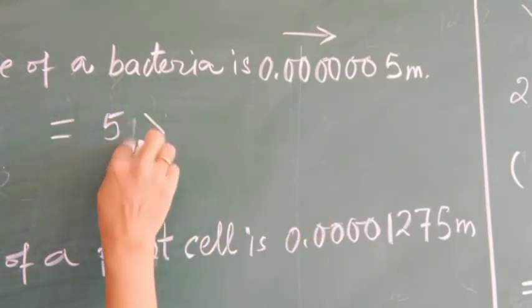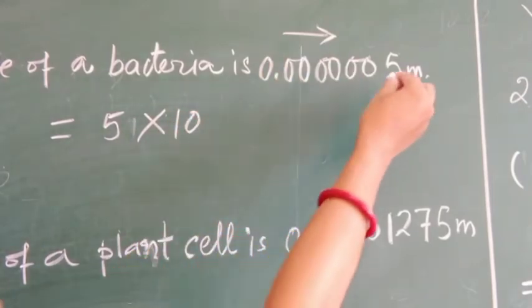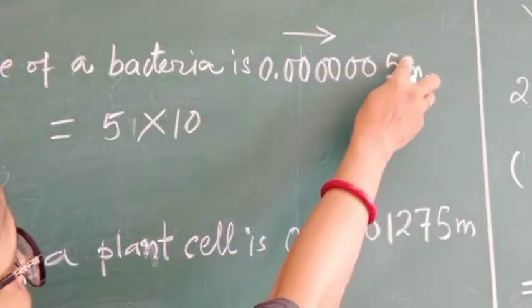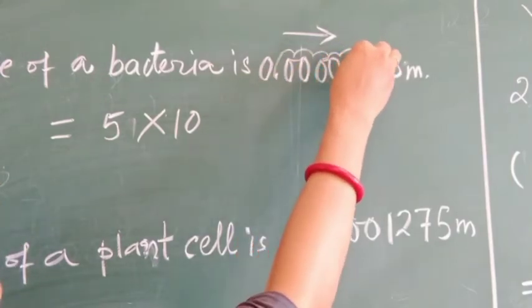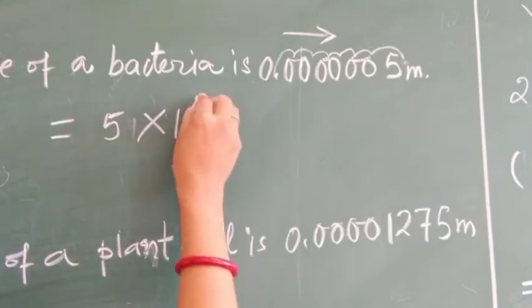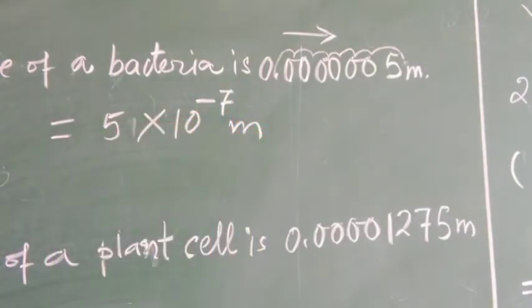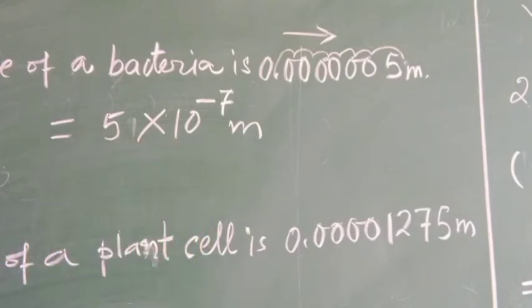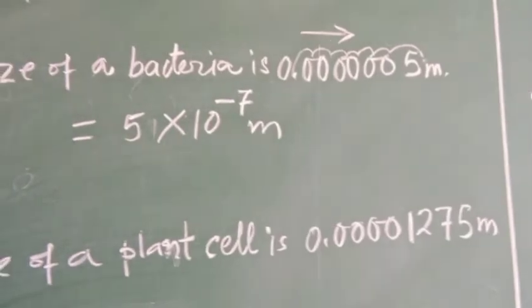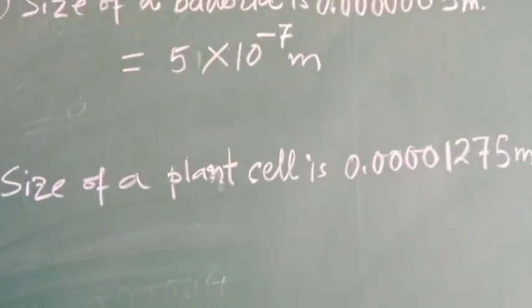5, not 0.5, into 10 to the power, after one place there was no number, so the point I will shift here. How many places? 1, 2, 3, 4, 5, 6, 7. So 10 to the power minus 7 meter. Size of a bacteria in standard form is 5 into 10 to the power minus 7 meter. Whatever the unit is given, you have to write the unit also.